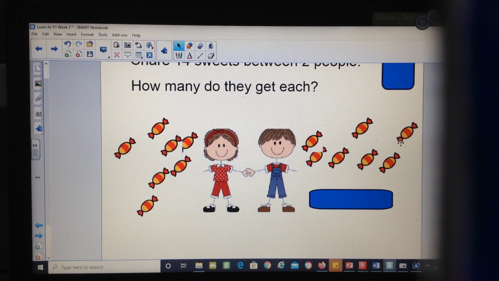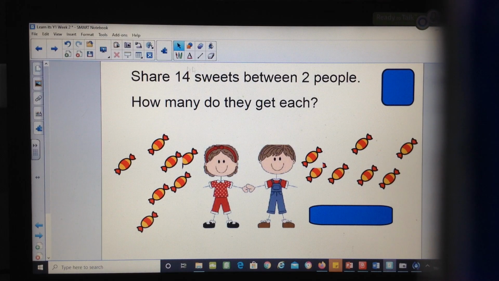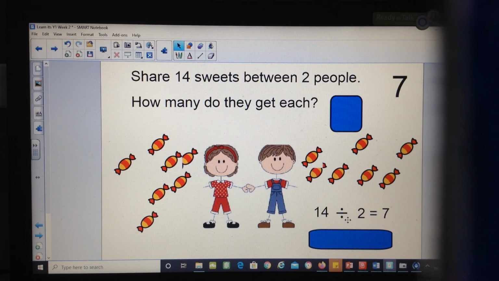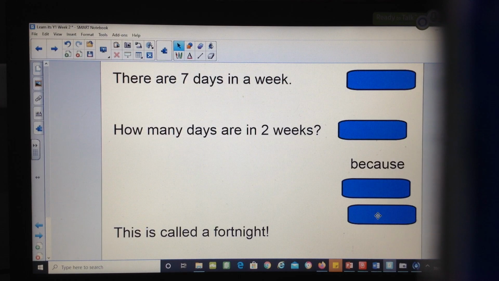So we've got 1, 2, 3, 4, 5, 6, 7. Well, we knew that, didn't we? 1, 2, 3, 4, 5, 6, 7. So sharing 14 sweets between 2 people, half of 14 is 7. We could write that like this. 14 shared into 2 is 7. 14 divided by 2 equals 7.